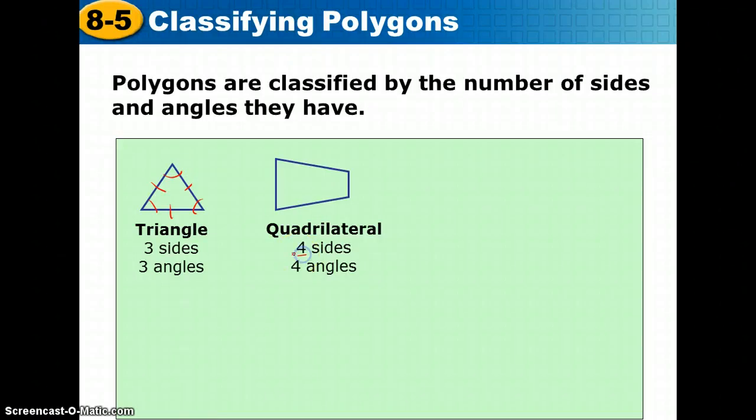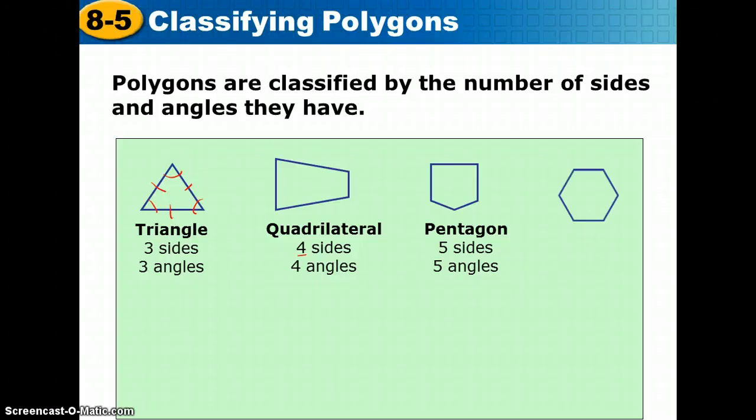Quadrilateral. Quad means 4, 4 sides, 4 angles. It's got 5 sides. What is that? A pentagon. 6 sides? I'll bet you know that's a hexagon.